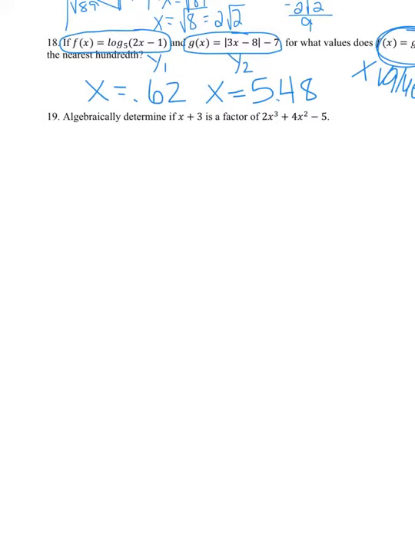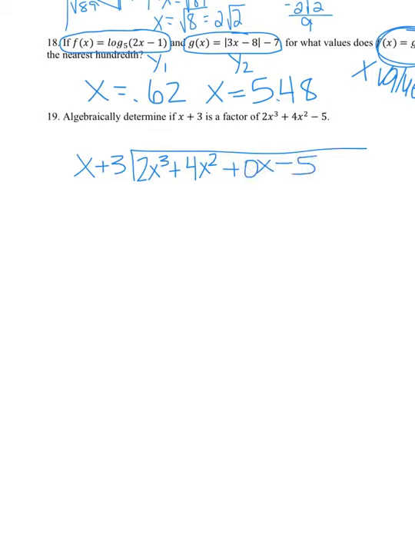Or you could do synthetic division, or you could plug in -3 in order to get your remainder. So this is x plus 3 divided by 2x to the third plus 4x squared plus 0x minus 5. So you could do that. If you do that, you would get 2x. This is your final answer. You would get 2x squared minus 2x plus 6.